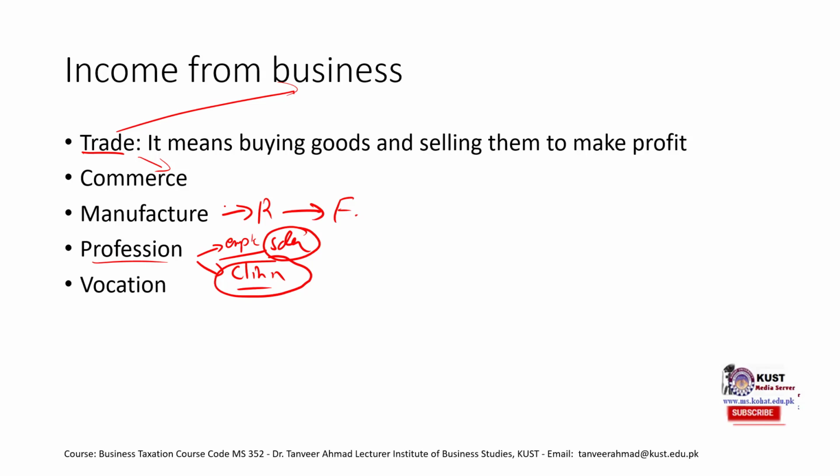Then we have vocation. It means the ability of a person to do some particular work, generally by application of manual skills. So there we had manual skills controlled by intellectual skills. Here we have manual skill. For example, a carpenter. One can say dancing is a kind of manual skill, right? So that is again vocation, and it would be considered as a business.